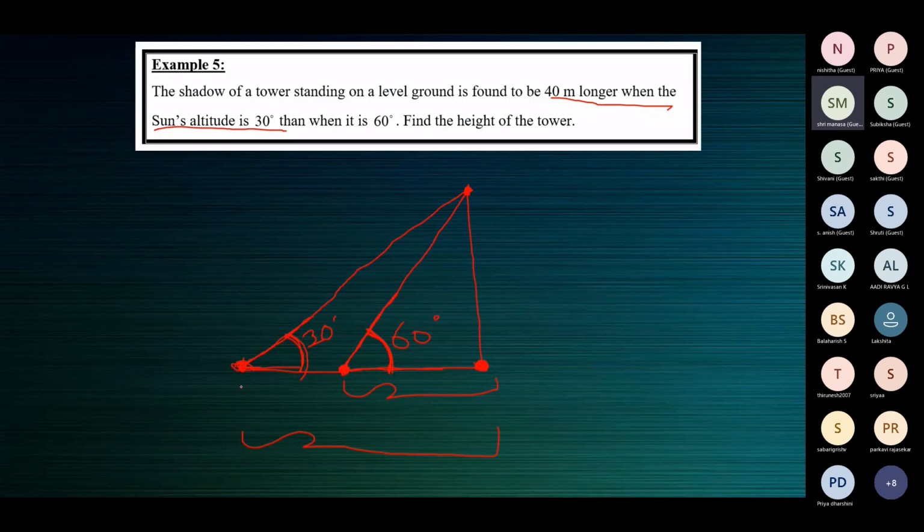And how many meters longer? This one is 40 meters. By how much is it longer? By 40 meters. See, it is longer by 40 meters. It is shorter by 40 meters. It's longer by 40 meters. It's shorter also by 40 meters.